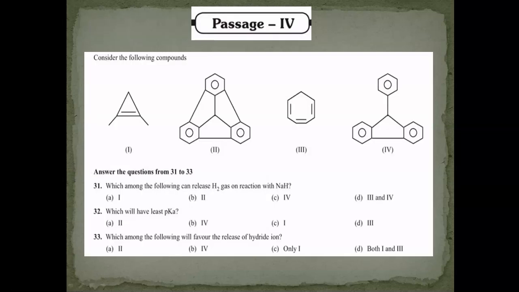Next, for the next question, consider the following compounds. Which among the following can release H2 gas on reaction with Na? Now clearly NaH gives H minus. It is in search of H plus. So from the first one, if H plus is gone, this is negative and this becomes anti-aromatic. So not possible. In the third one, if H plus is gone, then this is negative. It becomes again anti-aromatic because we have 8 electrons in conjugation.